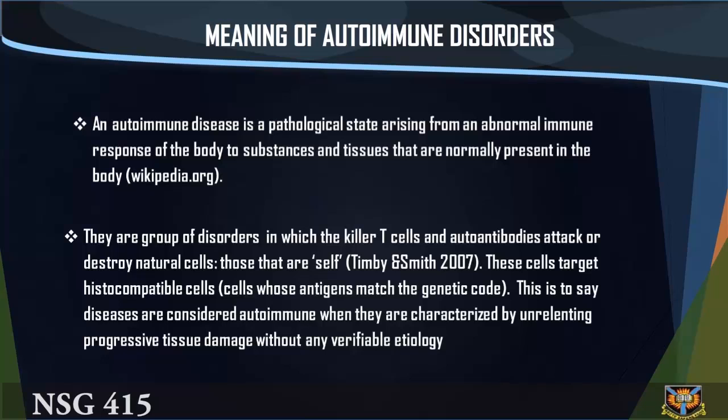Wikipedia.org. They are a group of disorders in which the killer T cells and autoantibodies attack or destroy natural cells, those that are self (Timby and Smith, 2007). These cells target histocompatible cells, cells whose antigen match the genetic code. This is to say diseases are considered autoimmune when they are characterized by unrelenting progressive tissue damage without any verifiable etiology.